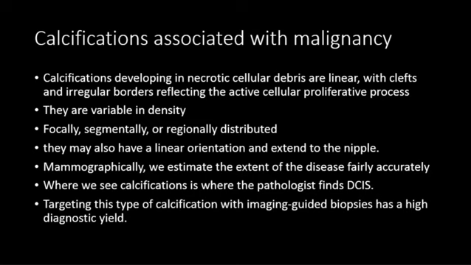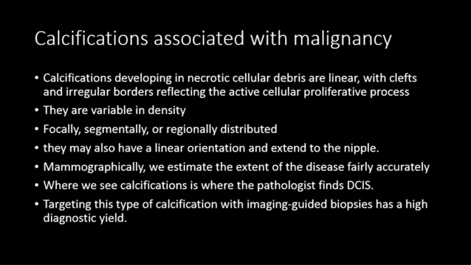They can be focal, segmental, or regional, according to the extension of the necrotic process or the cellular proliferative process. Can be just in a breast segment, or can be a focal area or a region of the breast. They may have a linear orientation, can extend to the nipple if the ducts are involved. Mammographically, we usually estimate the extent of the disease fairly accurately. It's not 100% accurate, but with a reasonable accuracy.